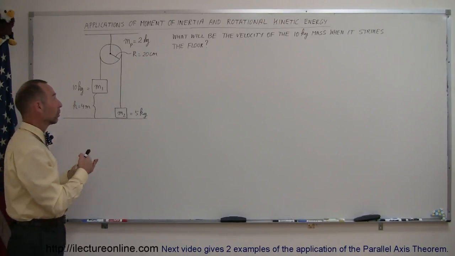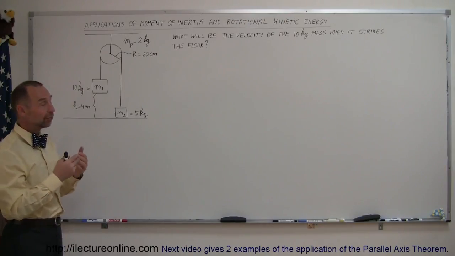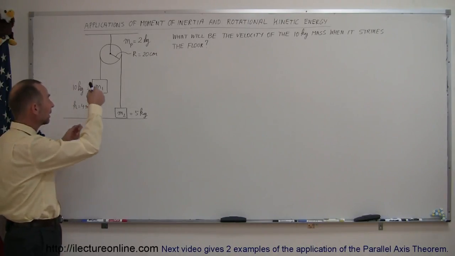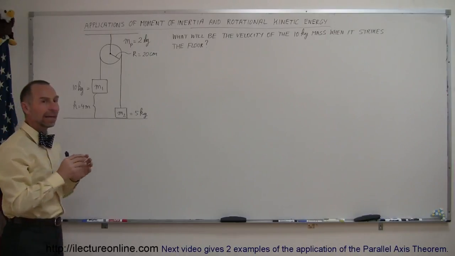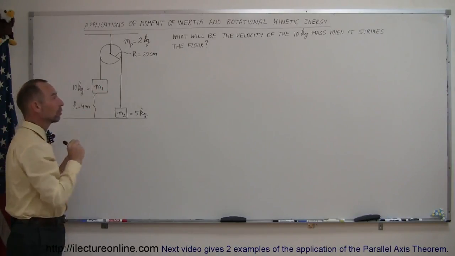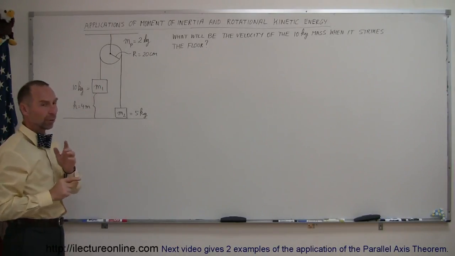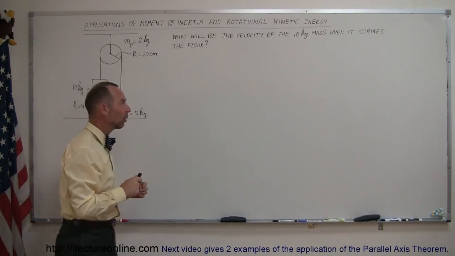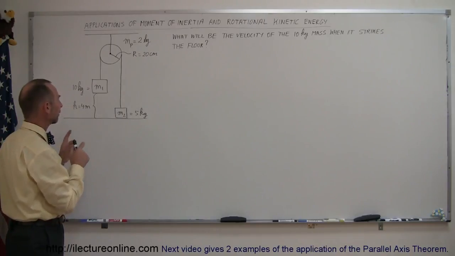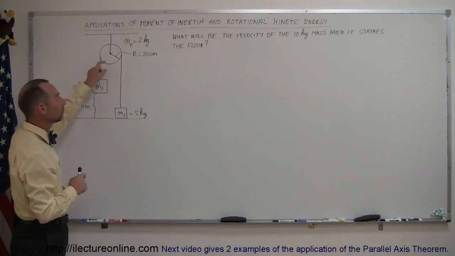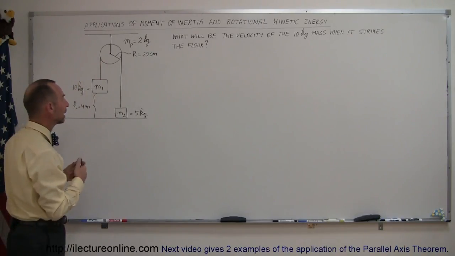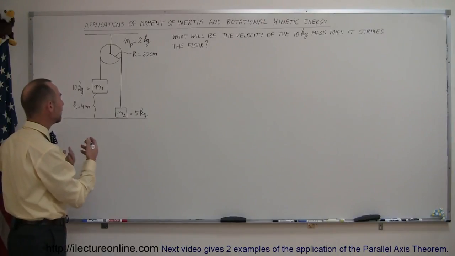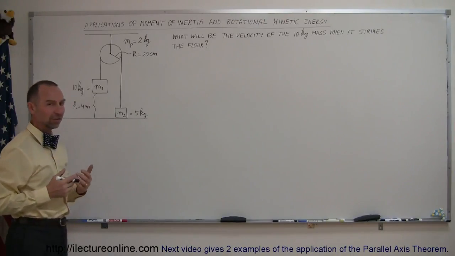So therefore, the pulley will have a moment of inertia, and as things begin to rotate and the masses begin to go up and down, energy will be stored in the rotation of the pulley. So, if a question like this comes along that says, what will be the velocity of the 10 kilogram mass when it strikes the floor, we have to take into account that the pulley will also have some play in this formula and will have some impact on the velocities of the masses.